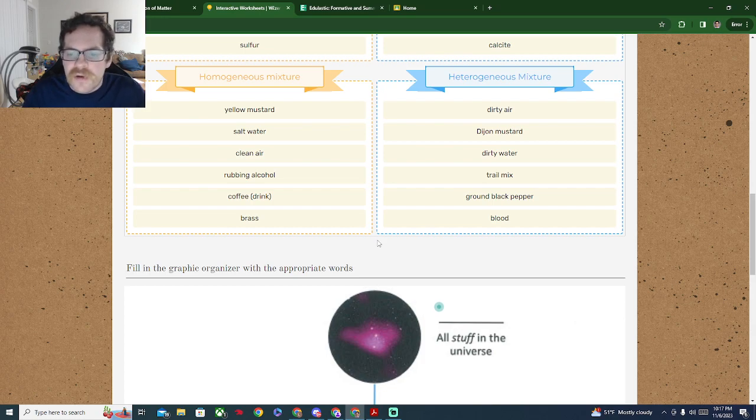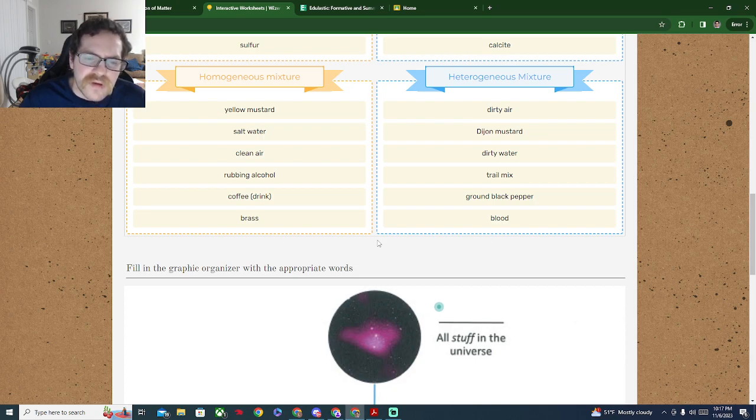Mixtures are chemicals that are combined, but they're not reacted together. They're simply mixed together. So, some homogeneous mixtures. Yellow mustard. Generally, this is a homogeneous mixture. Now, technically, it's actually a little bit of a heterogeneous mixture. One of the definitions of a heterogeneous mixture is that you can see the different separate parts.